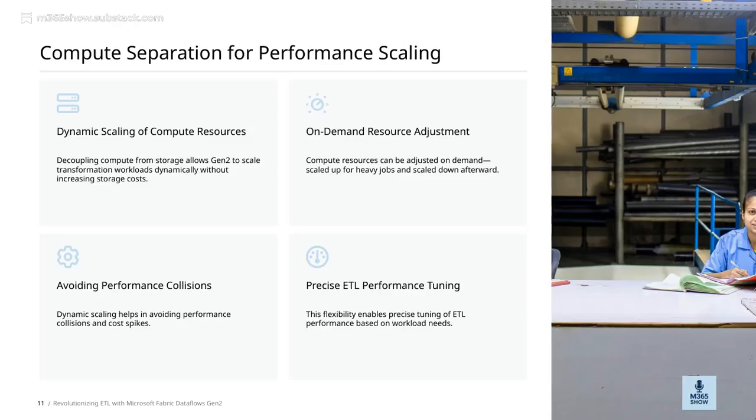Dynamic scaling plays a crucial role here. It helps us prevent performance collisions, which can happen when too many processes compete for the same resources, and it also helps avoid cost spikes by adjusting resources only when needed. This on-demand approach ensures we're using our compute resources efficiently.